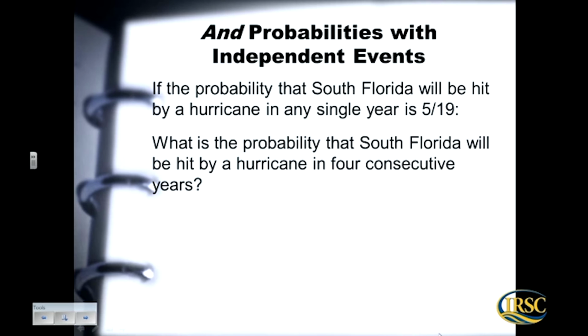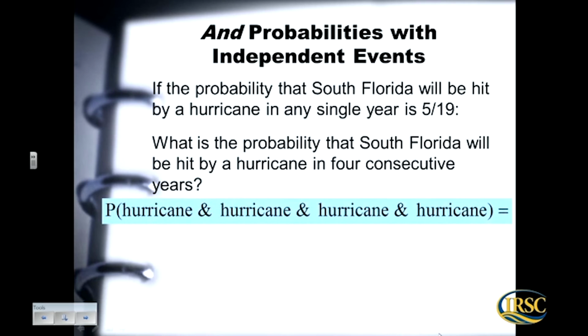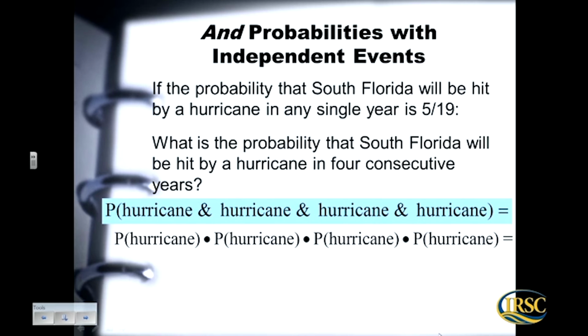So therefore, we're looking for the probability of a hurricane, and a hurricane, and a hurricane, and a hurricane, 4 years in a row. Well, what are we supposed to do with the probabilities when we have an "and"? Multiply. So we're really looking at the probability of that hurricane in 1 year times the probability of that hurricane in 1 year times the probability of the hurricane in 1 year, and so on.